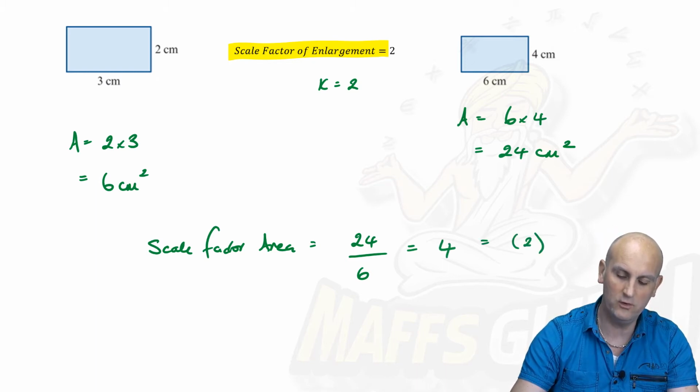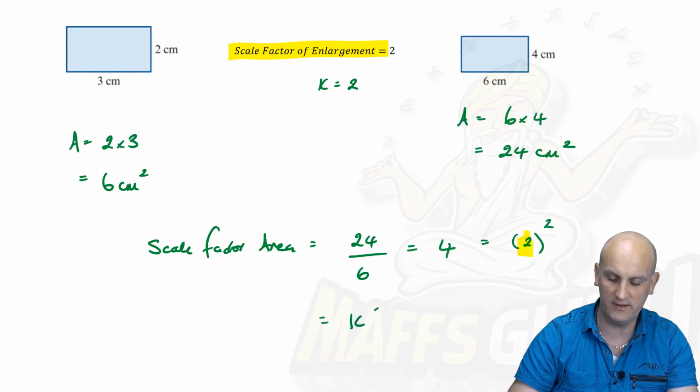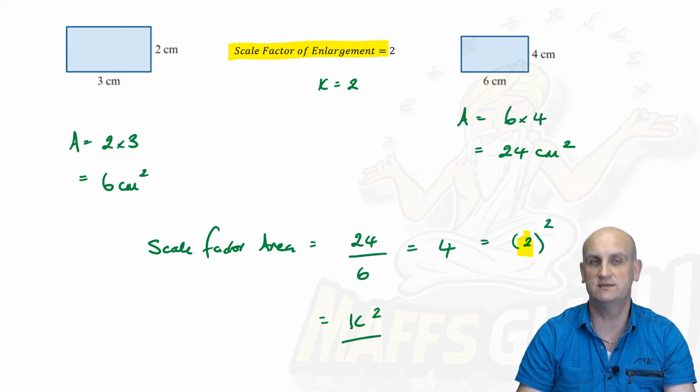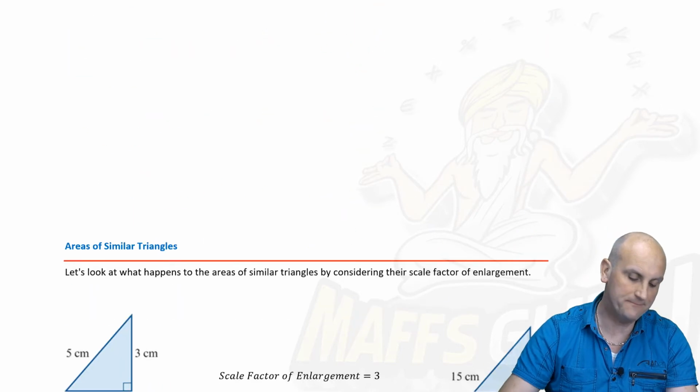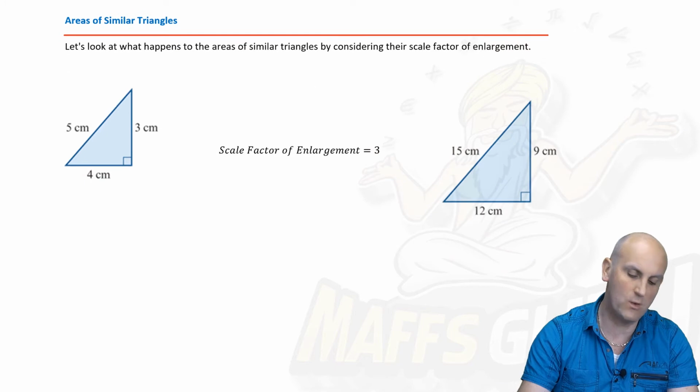Hold on a moment. I know 4 is the same as 2 squared. And lo and behold, once again, it turns out that our scale factor enlargement for that shape was once again k squared. Now, fluke. Try it one more time.